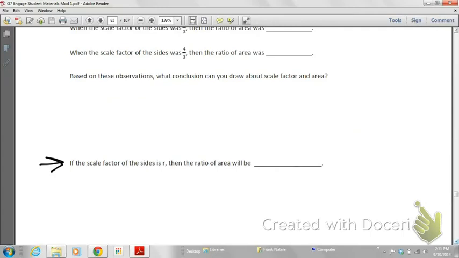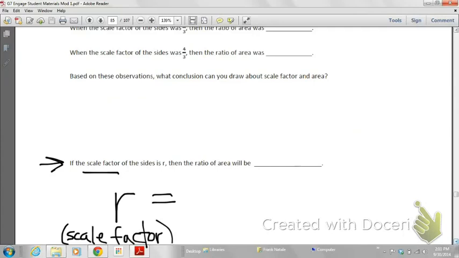Okay, we're back. So what they're saying here, R, again, is a variable, an unknown, any number at all, plug in anything to this. If the scale factor of the sides is R, and that R, of course, stands for scale factor here, because these letters stand for something, then the area ratio equals R squared.